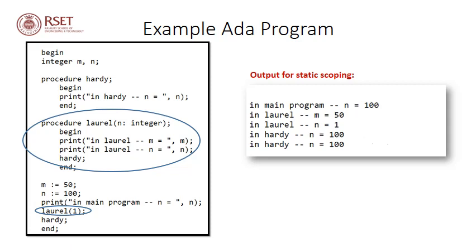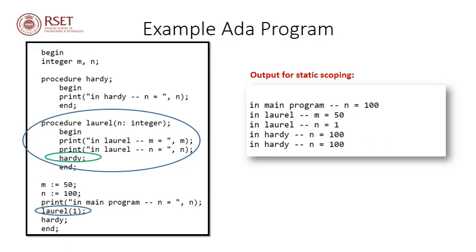Now within the function Laurel, we have two print statements. In the first print statement, we print "in Laurel m is equal to". Since we are using static scoping, the compiler will check if m is defined within Laurel. If it is not defined in Laurel, then it will look in the global scope, and we know that there is a global variable m whose value is 50, so it will print in Laurel m equal to 50. The next print statement is "in Laurel n is equal to", and here it will take the value 1 and print in Laurel n equal to 1.